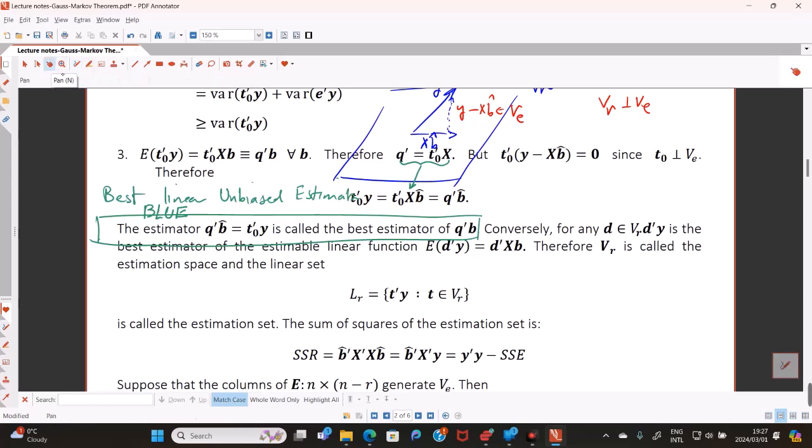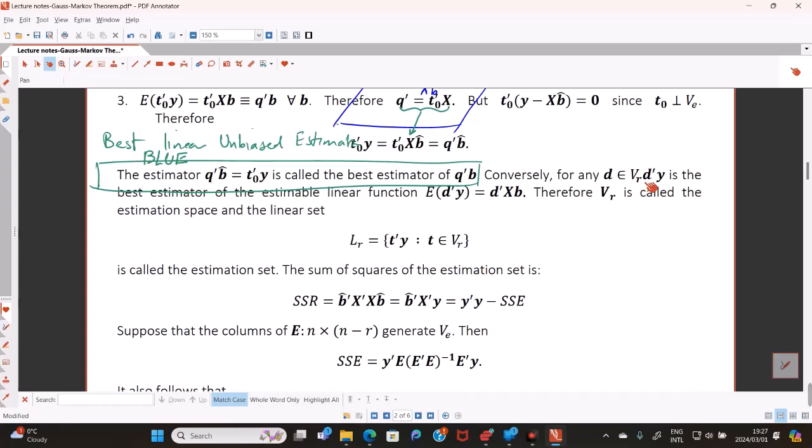Conversely, let's look at the converse for the proof. Conversely, for any d in VR, d prime y is the best estimator of the estimable linear function. So the expected value of d prime y is equal to d prime xb. Because d is constant, it comes out from the expected value, and the expected value of y is equal to xb. Therefore, VR is called the estimation space. Sometimes the regression space. Not always estimation space. And this linear set, the T prime y, with T belonging to VR, is called the estimation set or regression set. You can also say regression set.